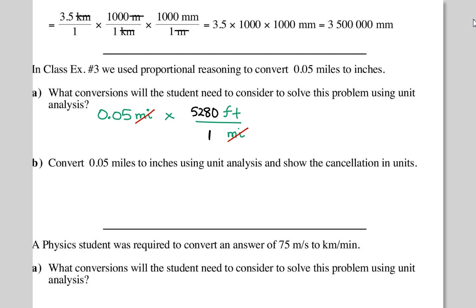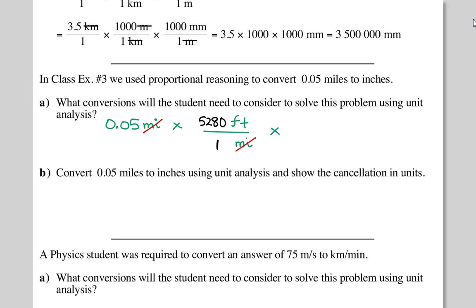Now let's keep going. Now I want feet to go away, so where should I put feet? In the bottom. And what goes in the top? The thing that I want will be inches. And I know that in 1 foot there are 12 inches. Now the feet will cancel. And you get the exact same solution. Just looks nicer. Or it looks different, I mean. So it should be the exact same number, 3168. And you're left in inches. Miles canceled, the feet canceled, and you're left in inches.